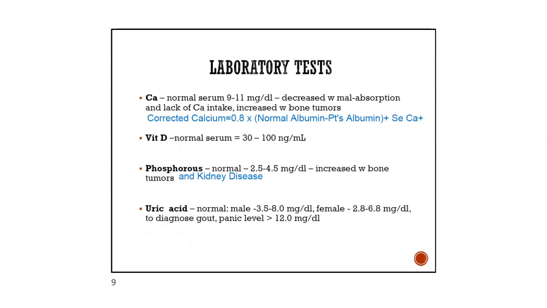In addition to imaging, we also have patients have some blood work done. So the most common ones when it comes to your musculoskeletal system are drawing calcium levels, vitamin D levels, phosphorus, and uric acid. So please remember the normal values of your calcium and phosphorus. Anyhow, so for calcium, the normal that you have to remember is 9 to 11.